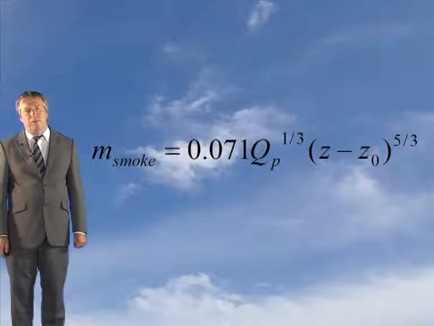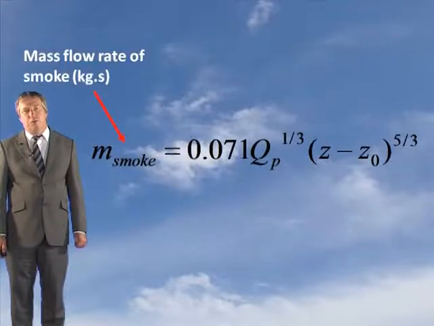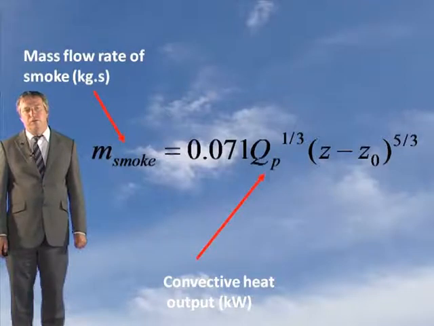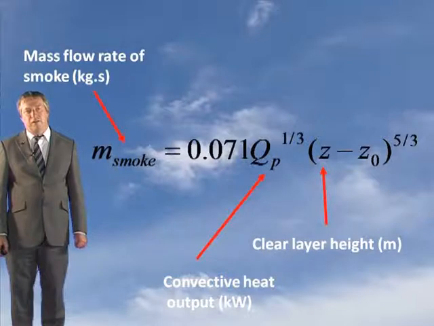flow rate of smoke. In this model, you have m, which is equal to the mass flow rate of smoke entering the smoke layer, measured in kilograms per second. Qp is the convective heat release rate from the fire, and Z is the clear layer height, measured in meters.